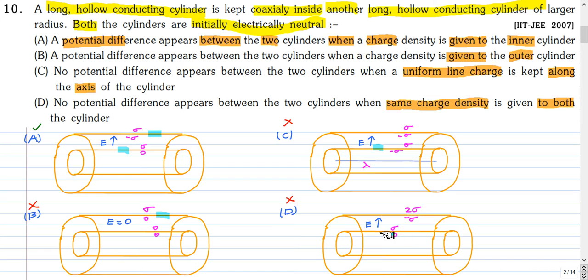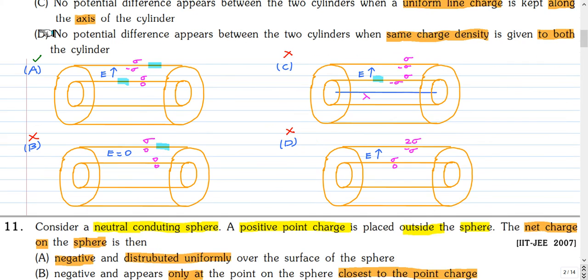So here in this case there is an electric field between the inner cylinder and the outer cylinder, so there will be a potential difference. So option D is also not correct. So the correct option is option E for this question. Let's move to the next question.